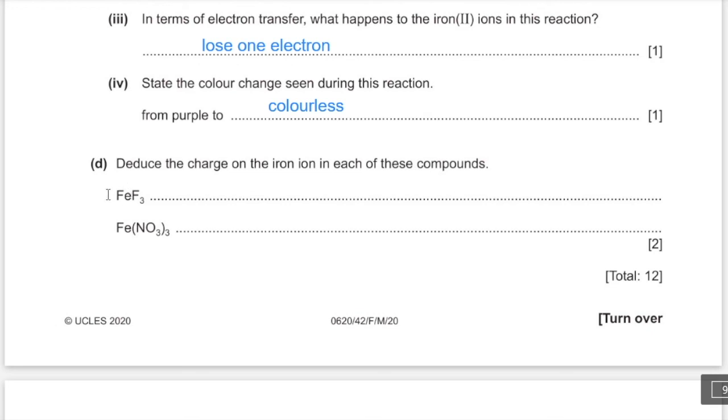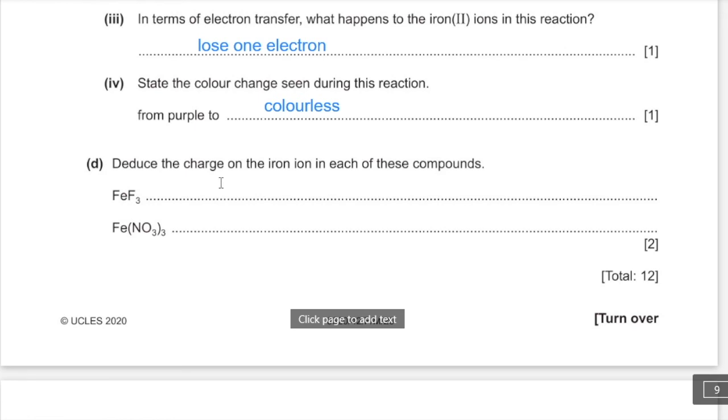And since here there is only one iron atom, that indicates that this one single iron ion has a charge enough to cancel out 3 negative, and that charge is 3 plus, because 3 plus and 3 negative are going to be equal to 0. So that is how you work out the charges.